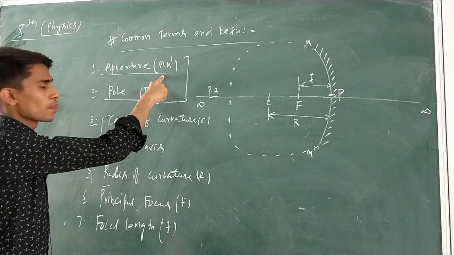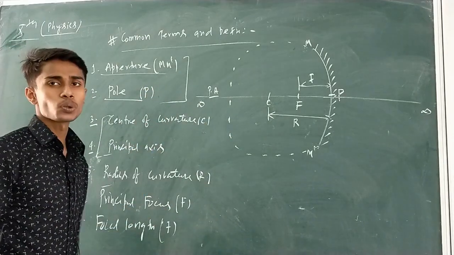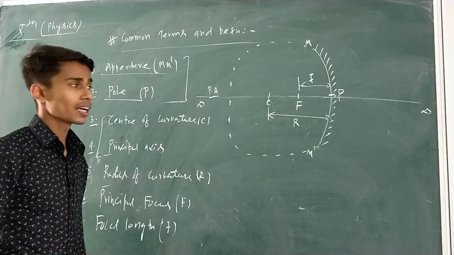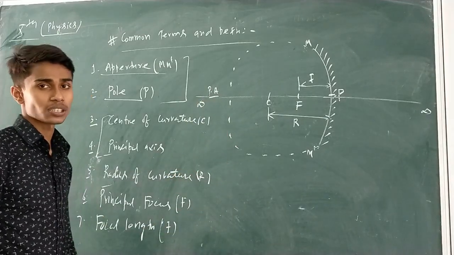Okay, listen, what is aperture? The angular distance between two end points of the mirror is called aperture, or the length of the reflecting surface of the mirror is called aperture.